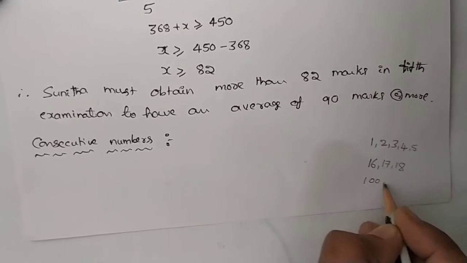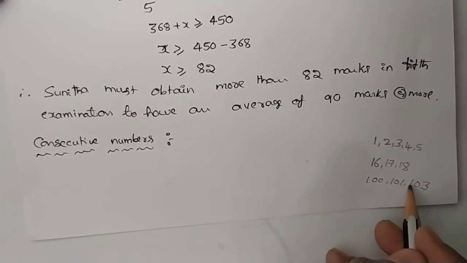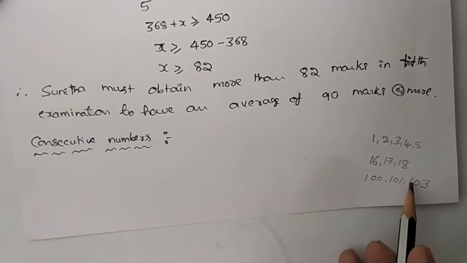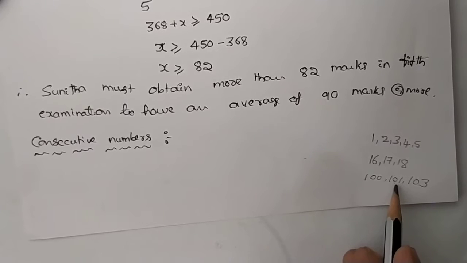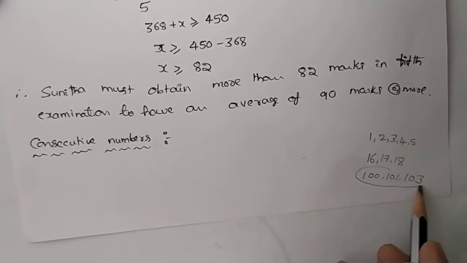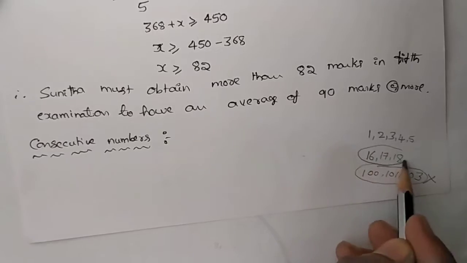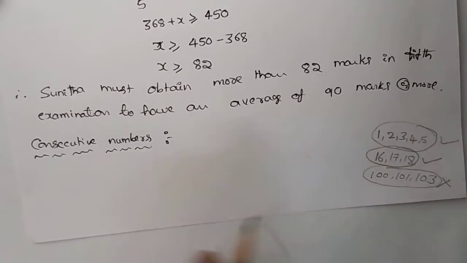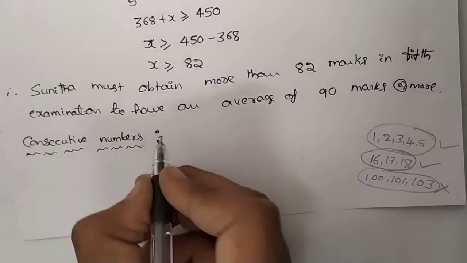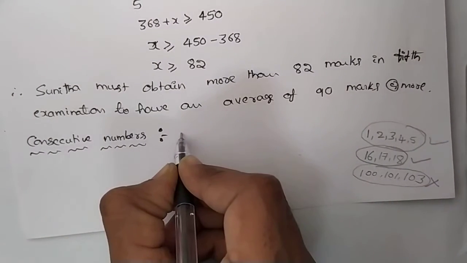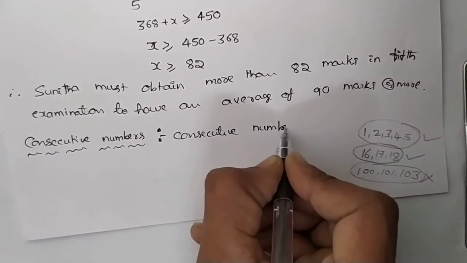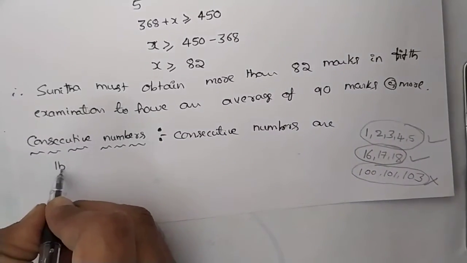Suppose 100, 101, 103. Are these consecutive numbers? No, because after 101, 102 will be there. Here we have only 103. Therefore, these numbers are not consecutive numbers. Therefore, consecutive numbers are the continuous numbers. If you want, you can write: consecutive numbers are the continuous numbers.